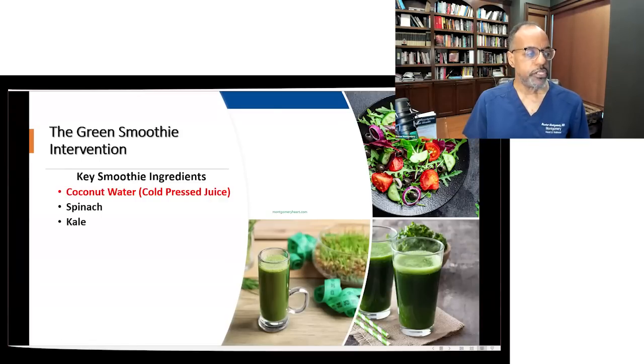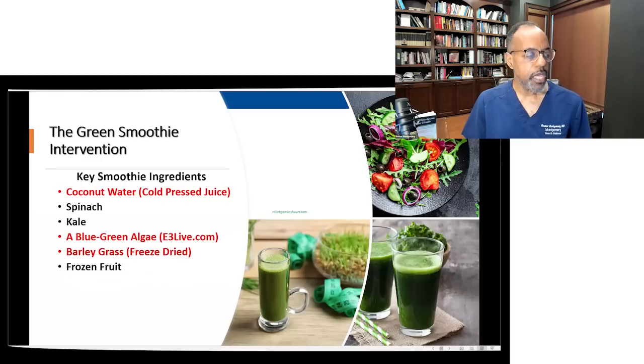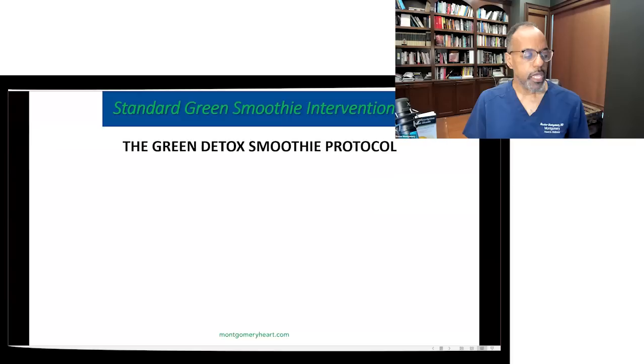We may use spinach and kale. There's a super green algae that we use from a superfood. It has lots of protein in it and omega-3s. We also use barley grass in a freeze-dried formulation, and also frozen fruit of your choice to help make it more palatable. And then we mix that together.